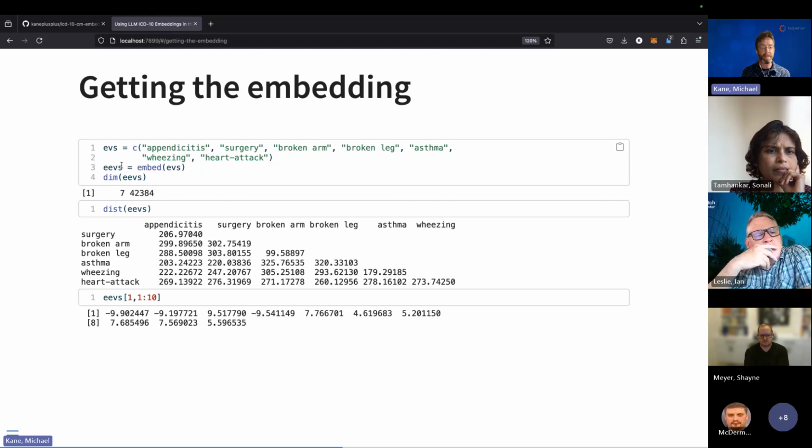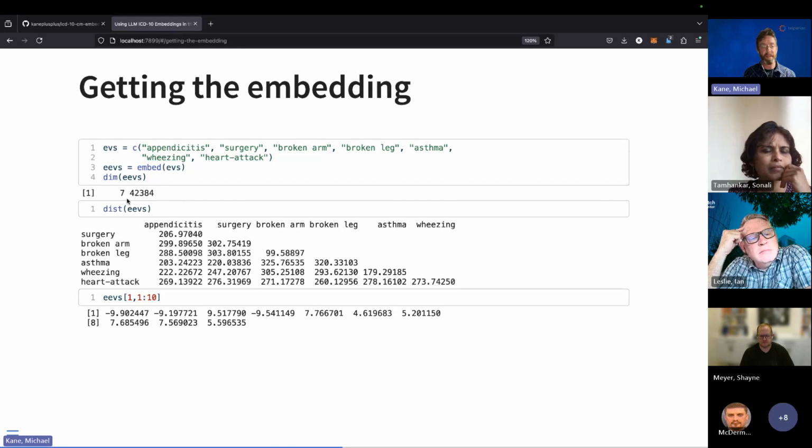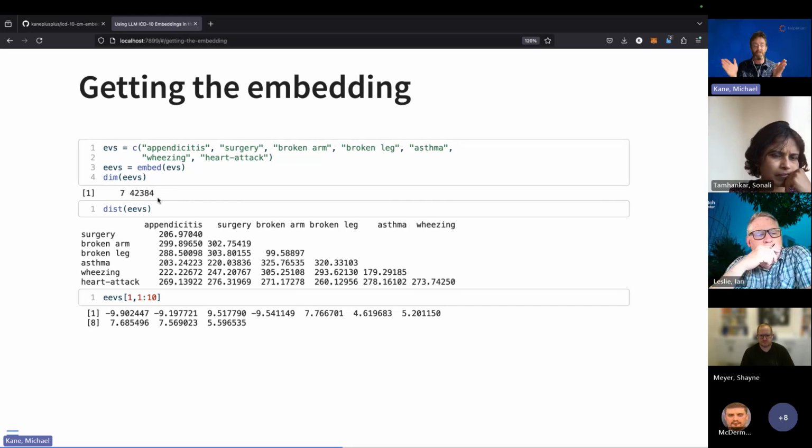so the result will be this variable called EEVS. I forget why I called it that. Maybe that's not the best name. But if I say then, what are the dimensions of this? It's going to be 7 by 42,384. So I have 7 terms in this EVS, and the embedding dimension, so the number of dimensions in which I'm putting the text, is 42,384.